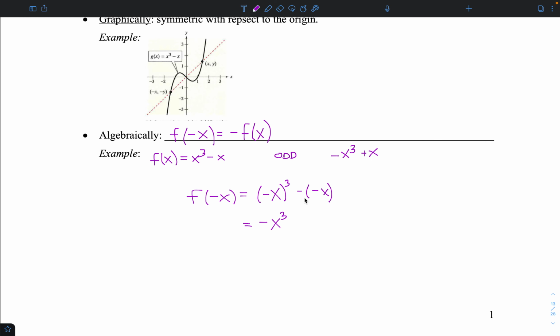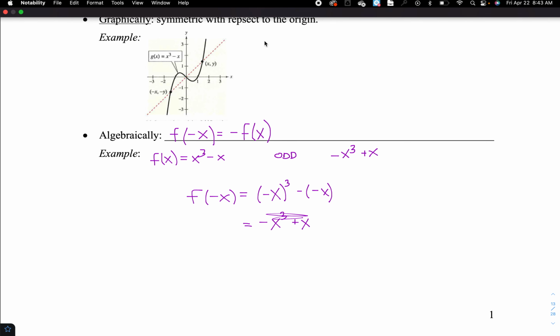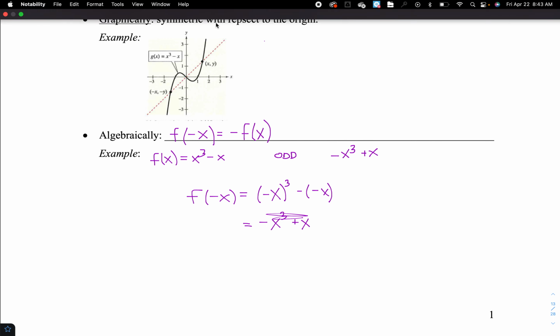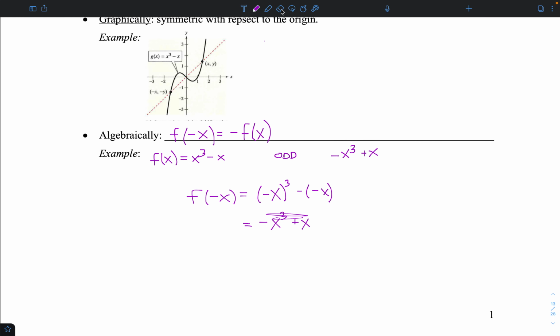Two negatives give me a plus x. So then I can look and say, all right, I am done there. Oh, I'm so glad my highlighter worked. Okay, there we go. So there's my function, and it looks like it matches this. So that's how we know that it is an odd function. Okay?